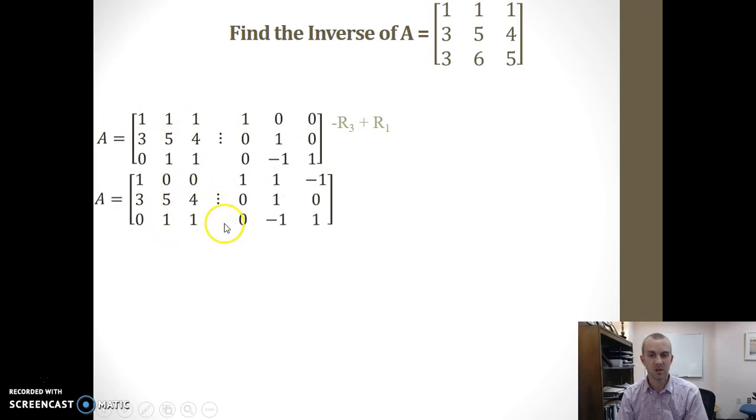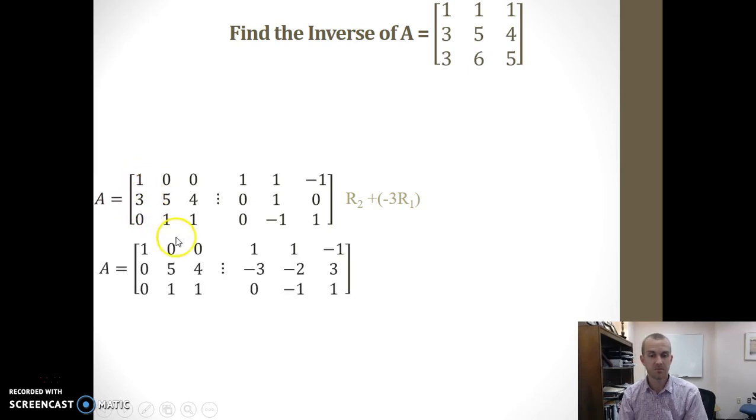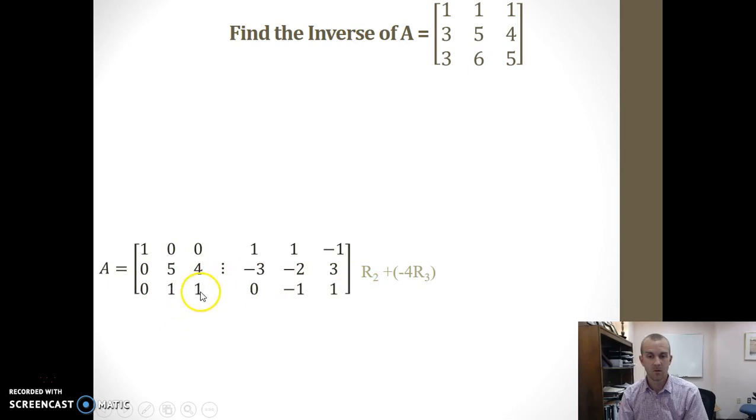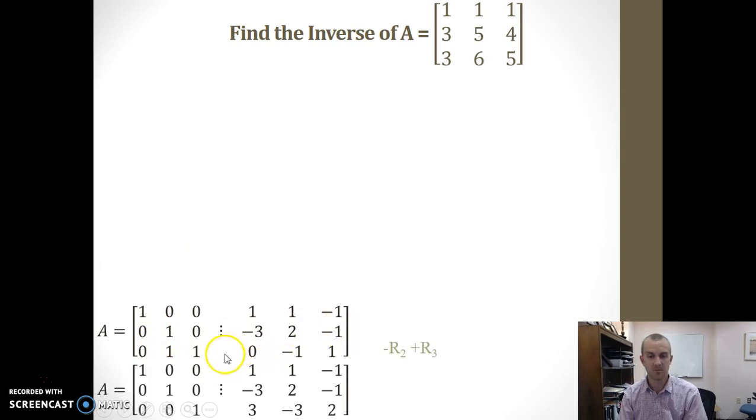Okay, so I keep moving here. Now I'm going to say, well, what else could I cancel? If I added -3 times the first row to the second row, I'll get rid of this term. And then I keep going. If I take and multiply by -4 times the third row to the second row, and now all I have left is to cancel out this bottom one. So I'm going to take the negative of the second row to the third row.